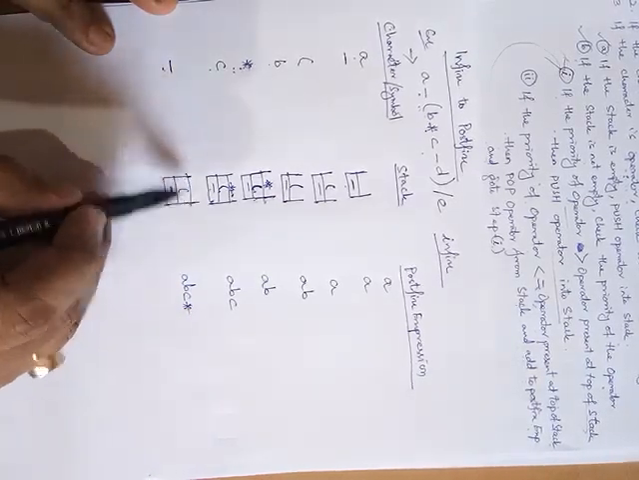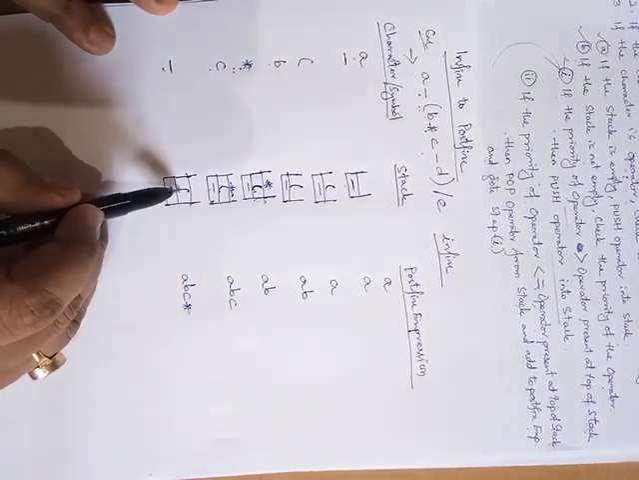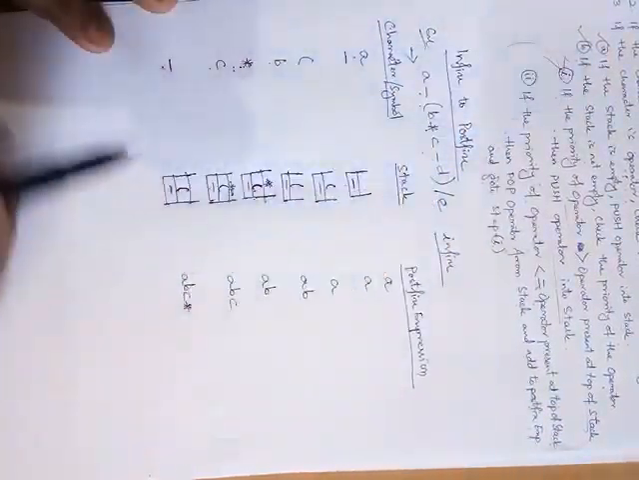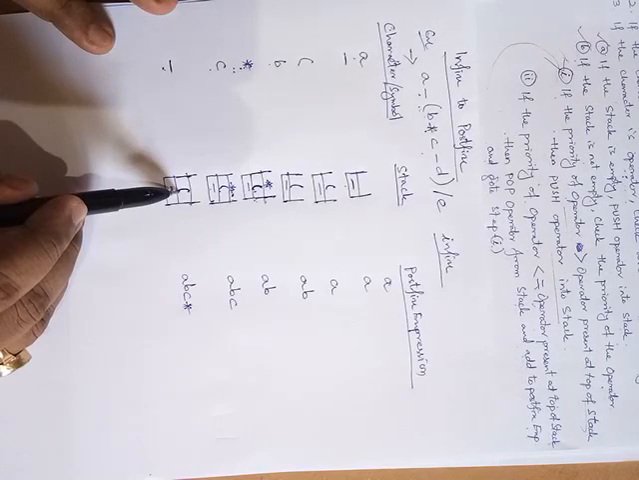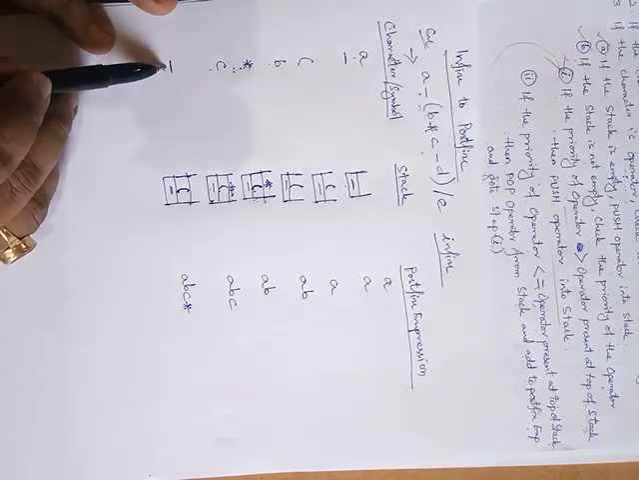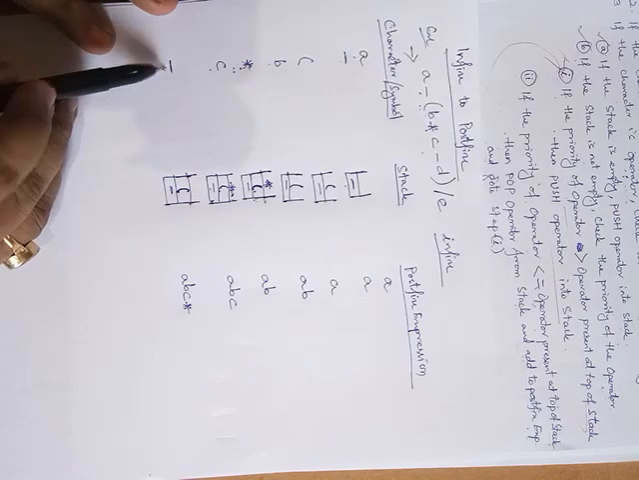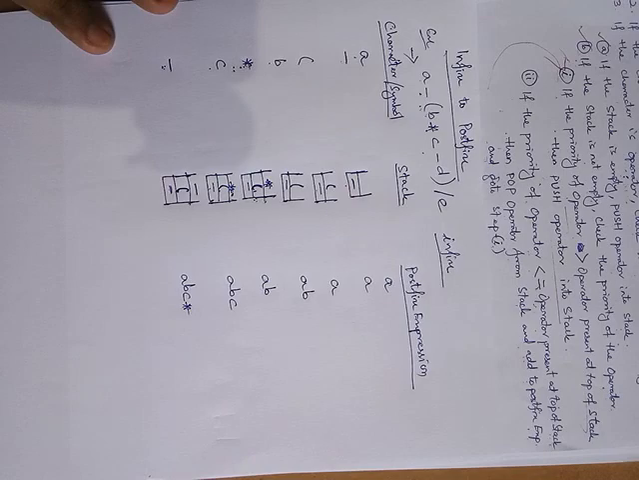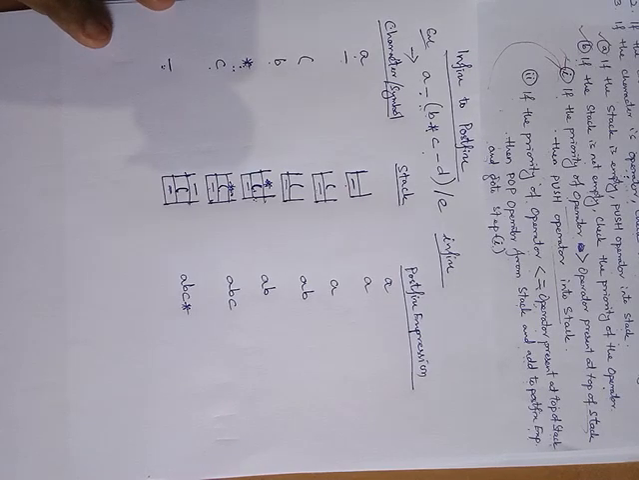Now the stack contains minus and left parenthesis. Again this condition should be checked. The top of the stack operator is left parenthesis and our character is minus, so this should be pushed down.